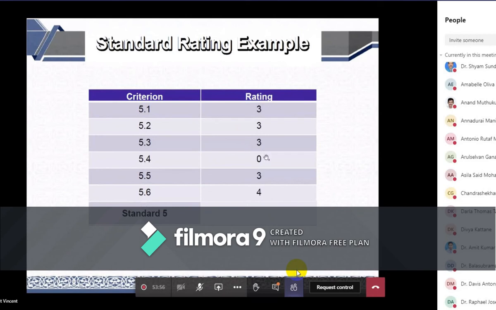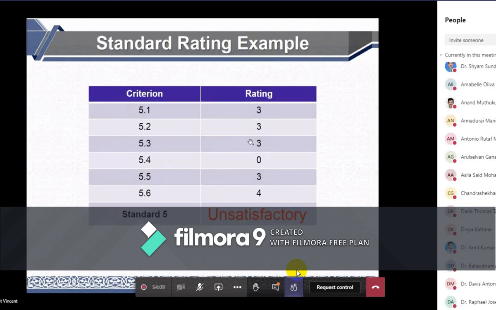Let's move on. Now here, the standard 5, which is industry and community support engagement, wherein we have 6 criteria. If one of the criteria is going to be 0, even if I get 4s and 3s in other criteria, it will again go back to unsatisfactory. So the 0s and 1s play a vital role in each criteria. Again, going back to the criteria, criteria boils back to the committees, and committees boil back to the staff. So your evidence and your reports need to be very good.